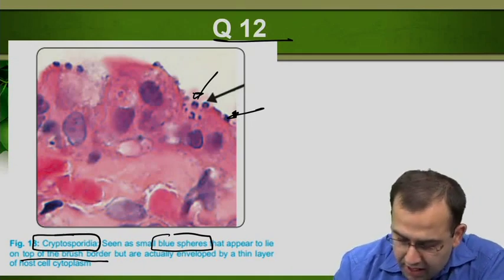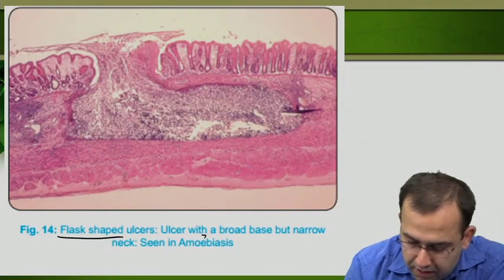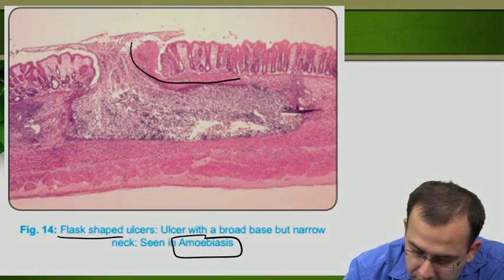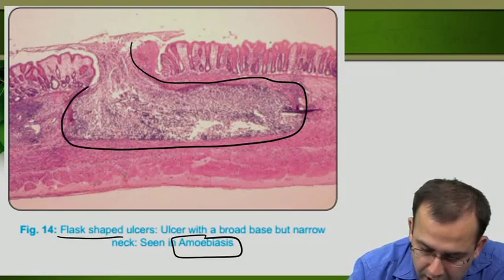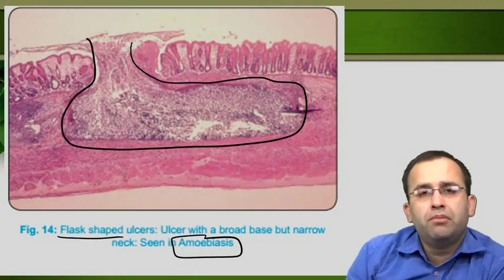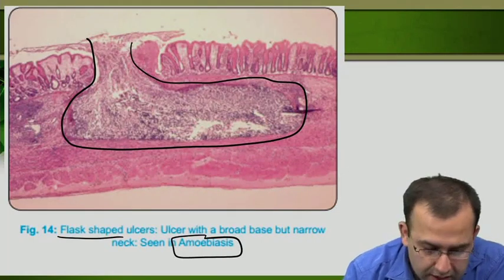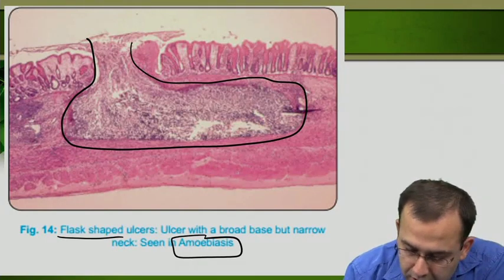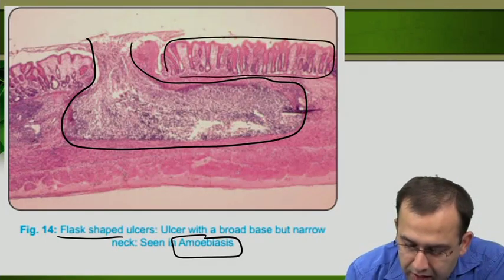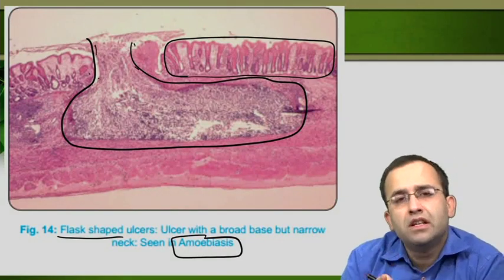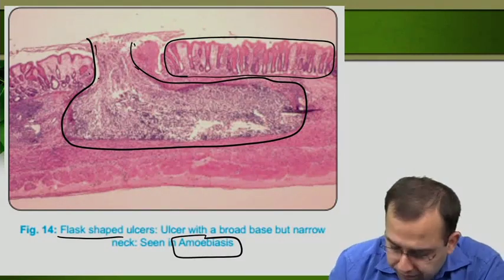This as well as the flask shaped ulcer of amoebiasis. The minute you see this, it looks like a flask shaped ulcer, amoebiasis. How do I know this is an ulcer area? Because this is the normal epithelium which you are seeing, whereas here the epithelium is denuded. What is an ulcer? Denuded epithelium.